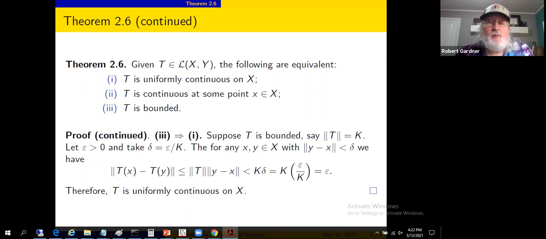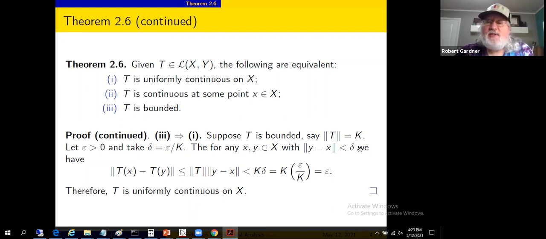Okay, this differs from what we did when we assumed part 2. We had a specific point x. Here, x and y could be anything, for any x and y sufficiently close together. All right, let's show our alleged sufficiency is actually correct. Well, the norm of T of x minus T of y is less than or equal to the norm of T times the norm of y minus x. That was that note 2.2.a that we mentioned earlier.